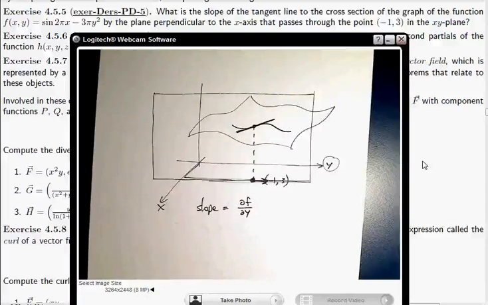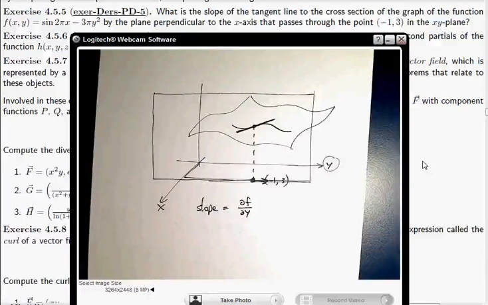Yeah, question. The way the question is worded, it doesn't seem that you're actually looking for the slope at that point, but just that you know that the plane passes through that point. Oh, that's a valid observation. Maybe I should correct that. Let me read through this again: the slope of the tangent line to the cross-section of the graph of the function by the perpendicular plane that passes through. Yeah, you're absolutely right.